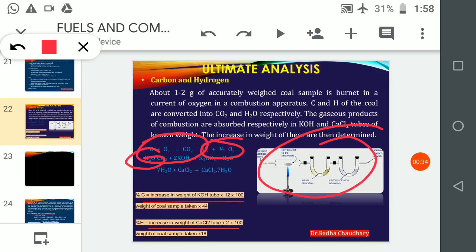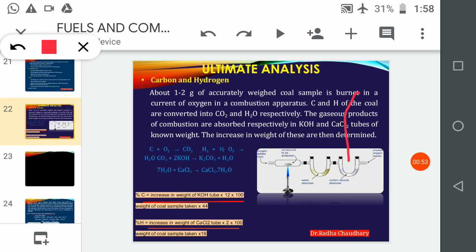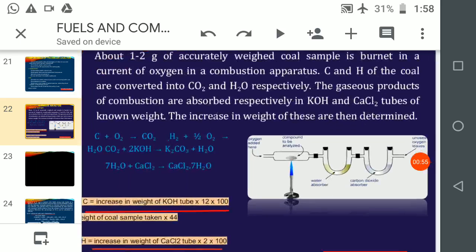These gases are passed through calcium chloride to absorb H2O, and KOH is also filled to absorb the carbon dioxide. The tubes are already weighed. The increase in weight of the calcium chloride and KOH tubes after absorption of H2O and carbon dioxide respectively is determined.